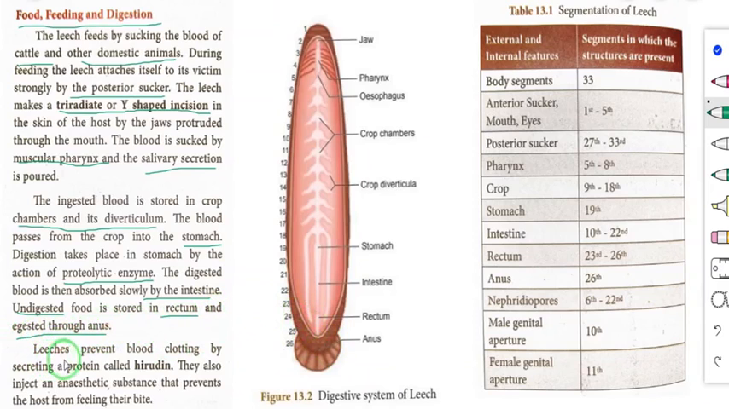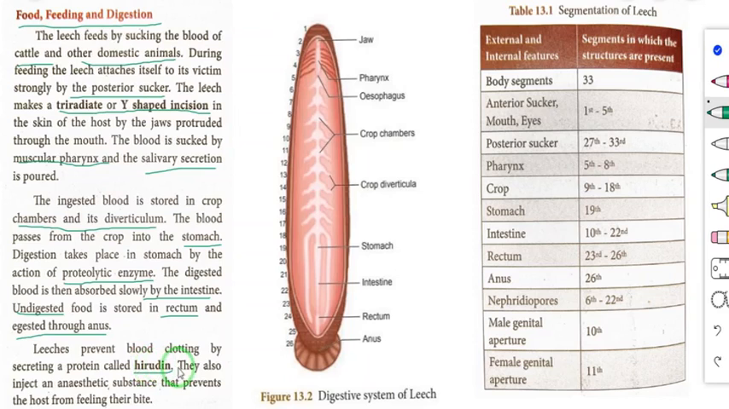Then leeches prevent blood clotting by secreting a protein called hirudin. So when it is biting, it can secrete one protein that is known as hirudin. Because of this hirudin, the blood cannot clot. If it is clotting, the leech cannot suck the blood. So it secretes the hirudin, and it prevents the blood clotting.